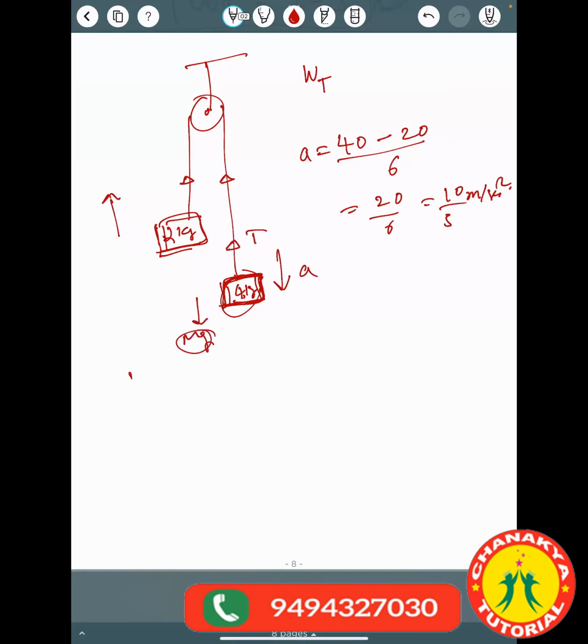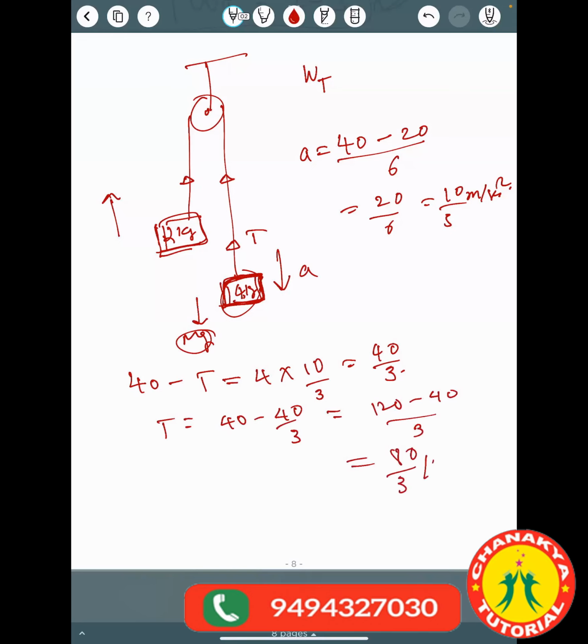Correct? Supporting force is 40, opposing force is tension, equal to mass into acceleration, 10 by 3. So 40 by 3. So tension is equal to 40 minus 40 by 3, that is 120 minus 40 by 3, that is 80 by 3. Correct? So we have tension, and they said this block is going down 2 meters.